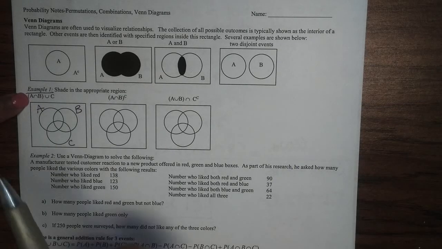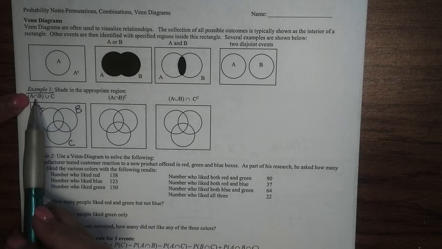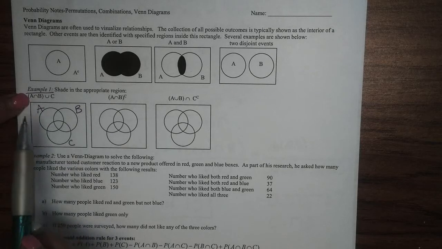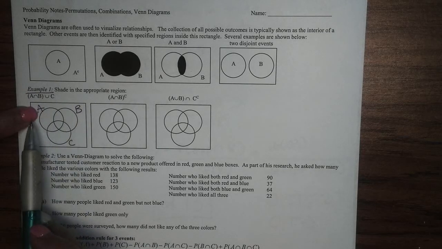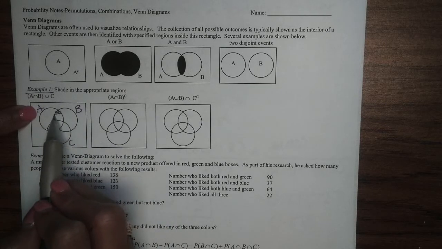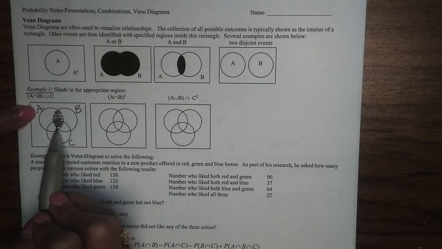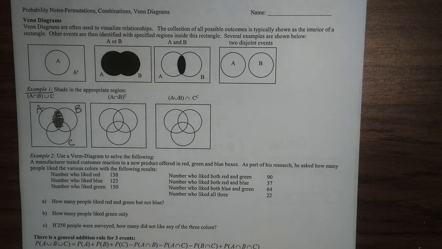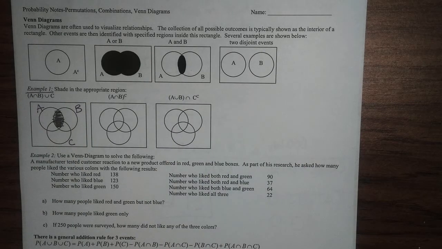I need to shade the intersection of A and B because that little upside down U stands for intersection. So right now, go and shade the intersection of A and B. So here's A and B. The intersection would be everything that is in both A and B. So there's the intersection of A and B. Just like this example here.